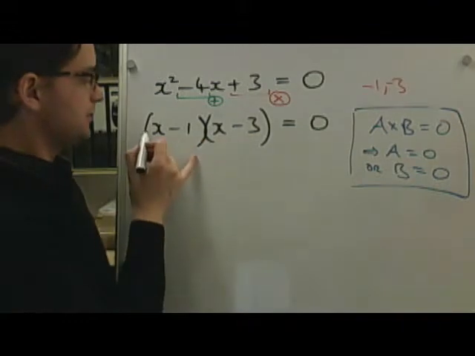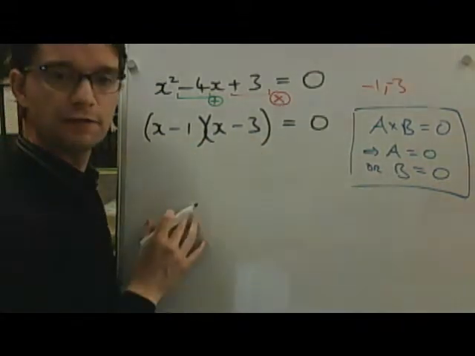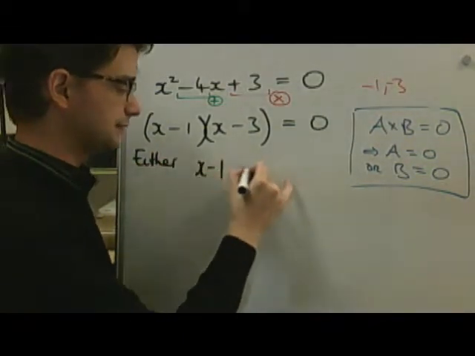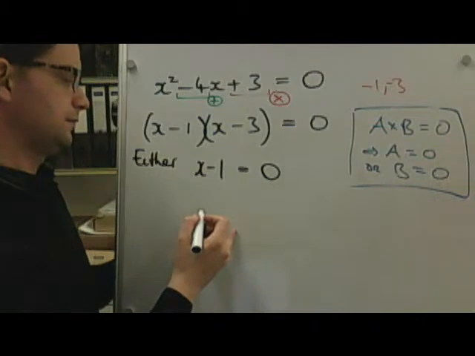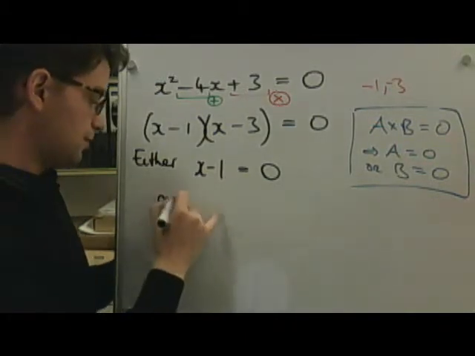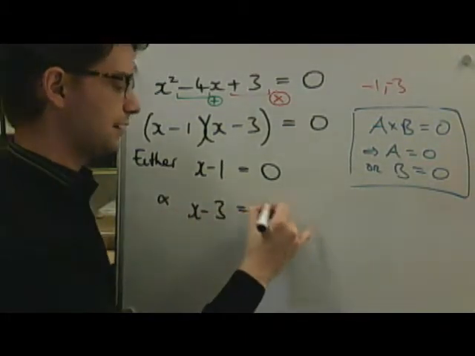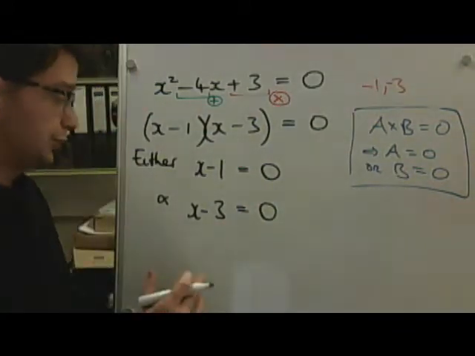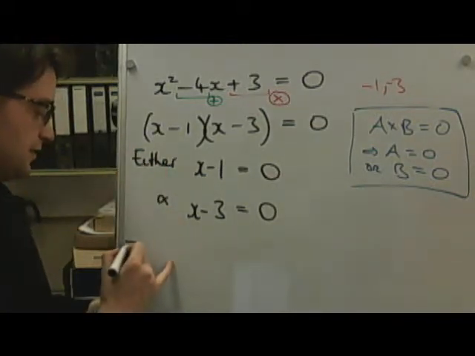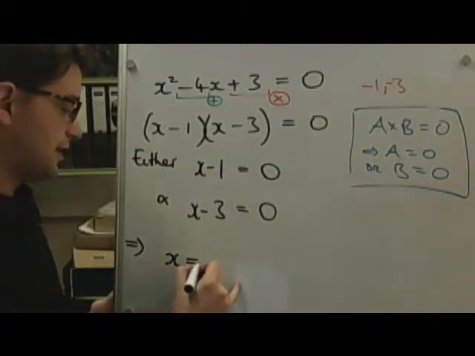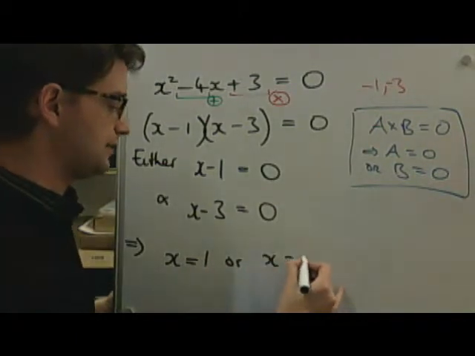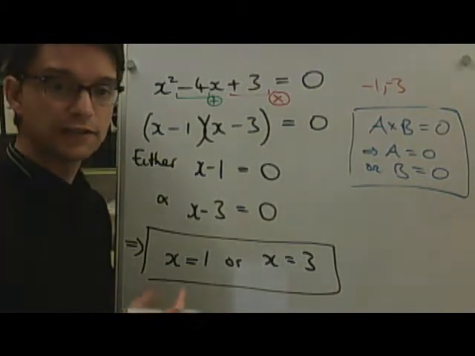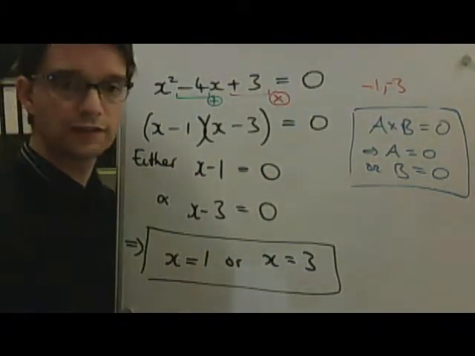Well, what I've got here is I'm saying this thing times this thing must be 0. So either x minus 1 equals 0 or x minus 3 equals 0. And crucially, this is the same as saying either x equals 1 or x equals 3. And these are my two solutions to this quadratic equation.